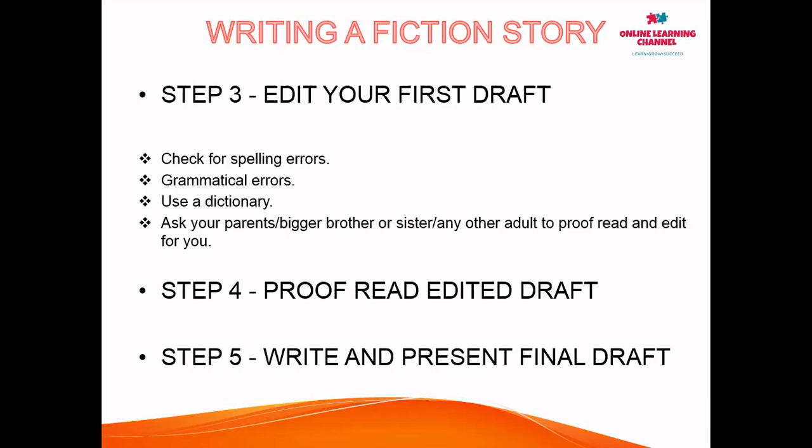Ask your parents, your bigger brother or sister, or any other adult that you live with to proofread and edit for you if you feel you don't know how to spell something or you want them to double check your work. After you've done that, you'll proofread the edited draft. So after you've edited all over, scratch out this word, put the correct word on the top. You'll proofread it again. And lastly, you'll write and present your final draft, which will be your presented version.